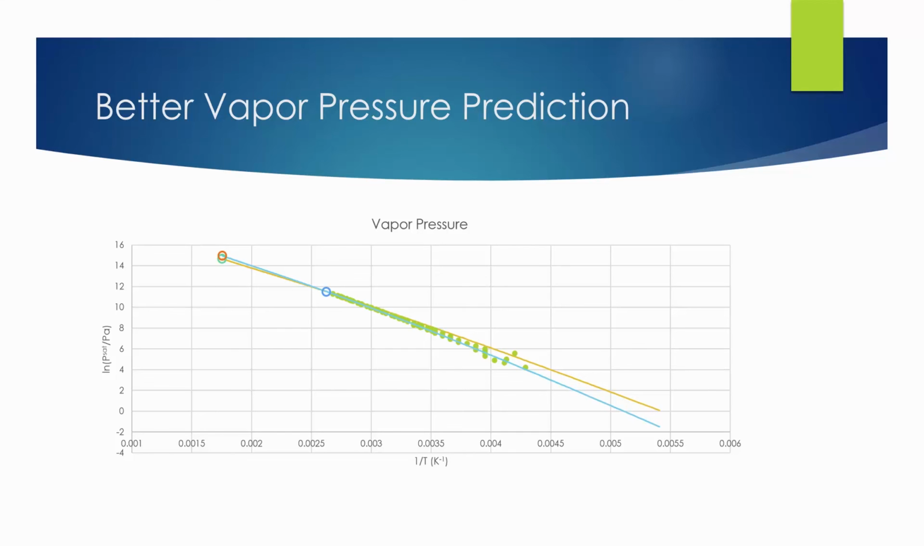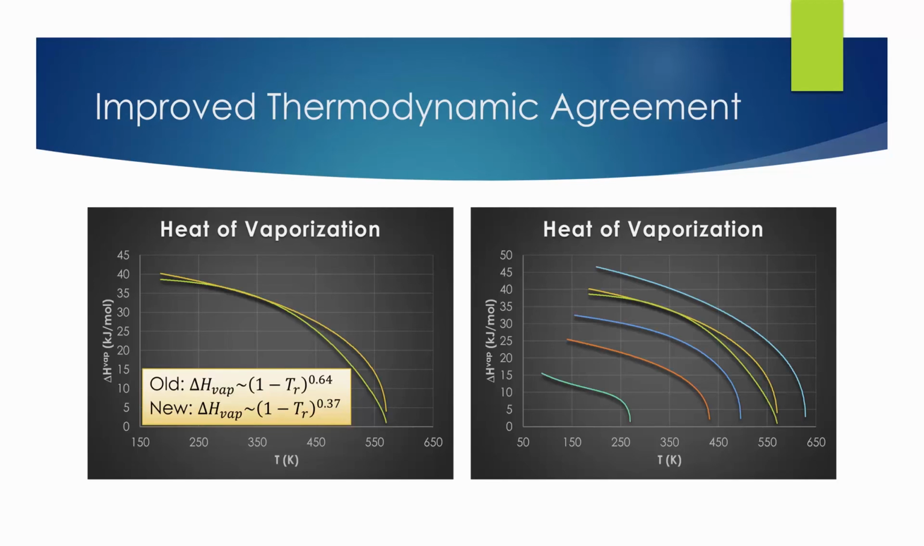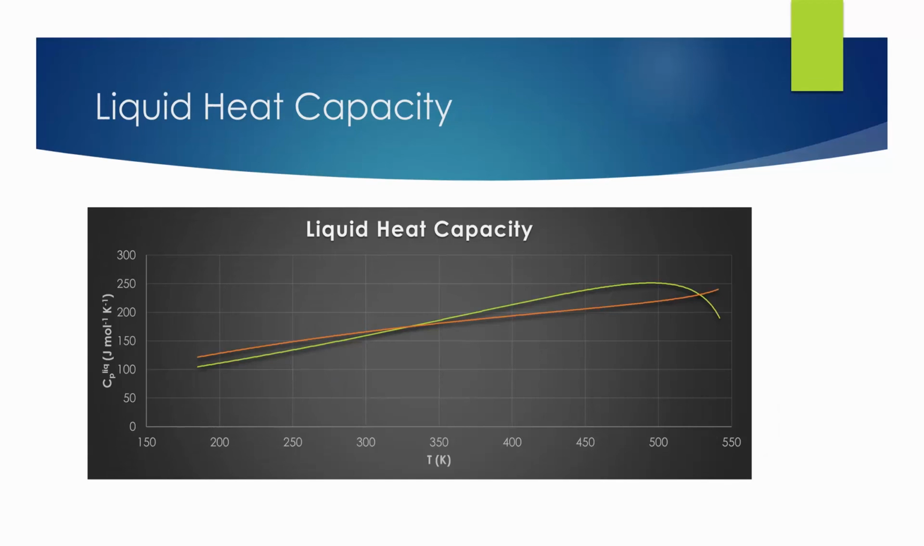Notice that the Rydell prediction now passes right through the data, which were then included in the correlation. With the new critical pressure, and accepting the experimental vapor pressures, the heat of vaporization is more realistic and follows both the scaling law and the family trends. Finally, the liquid heat capacity also displays the correct behavior at high temperature.